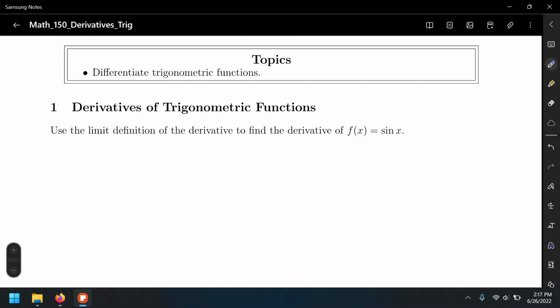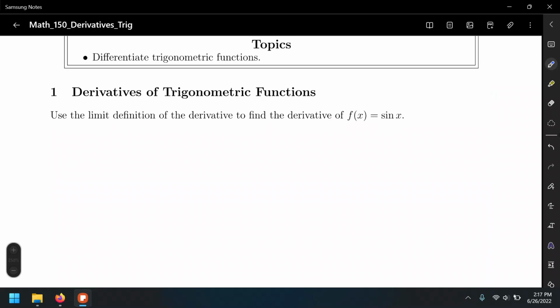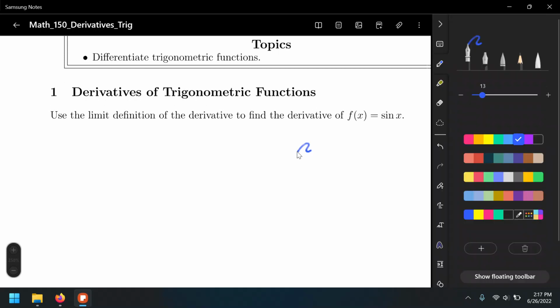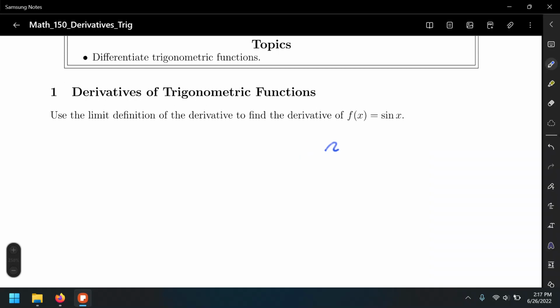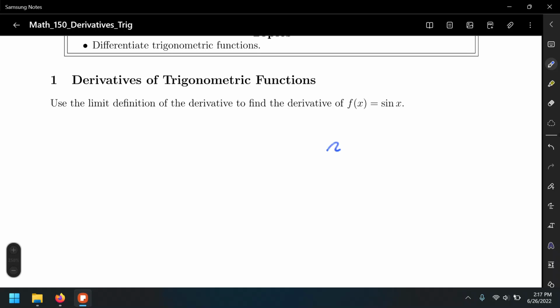But it would be great if we use the limit definition at least to derive one of them. In this case, I'm going to derive the derivative for the function sine x. Let's recall the definition of the derivative in terms of x and h. So f prime of x will be the limit of f of x plus h minus the original function f of x, over h, as h approaches 0.